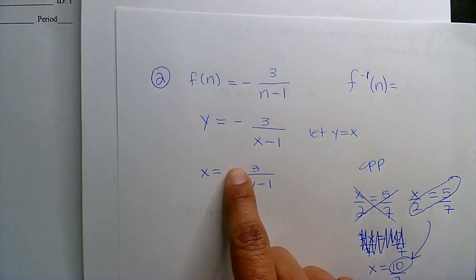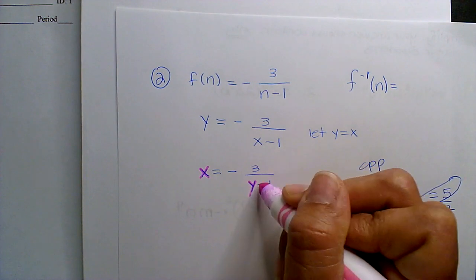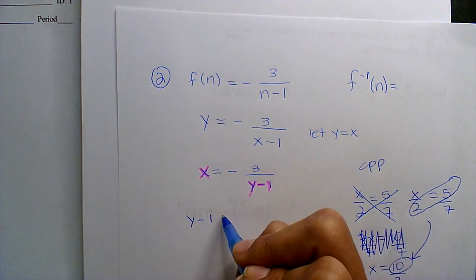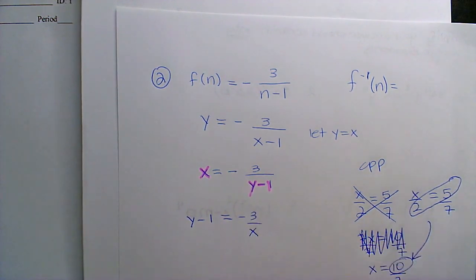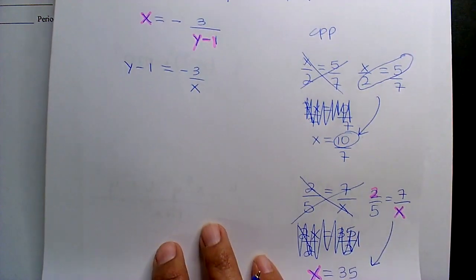x over 1, negative 3 over y minus 1 over 1. I can swap these two positions. And so I can get y minus 1 is equal to negative 3 over x. If you understand the cross product property, you can take shortcuts. Now, if you don't want to do that, okay, fine. So then what would you do?